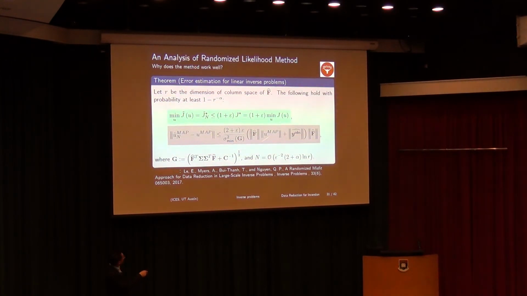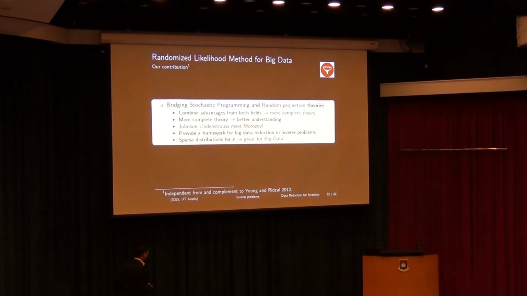And for linear problems, of course, we can characterize more. For example, the optimal cost is epsilon away from the optimal original one, and more importantly, the reduced solution is epsilon away from the exact solution. Let me show you a few results.